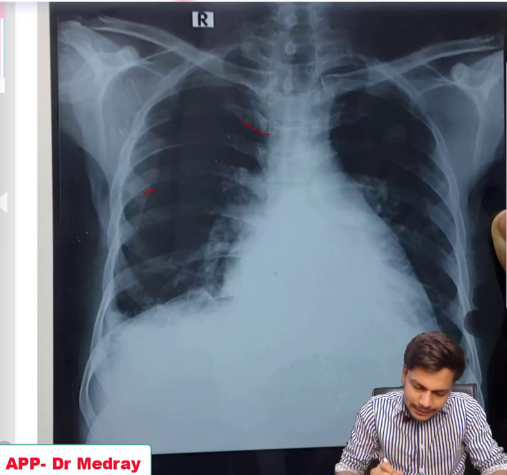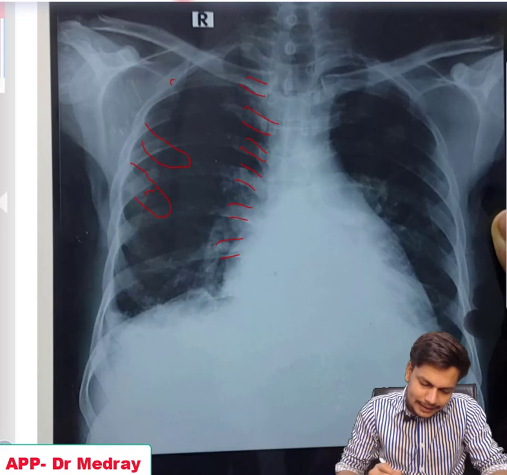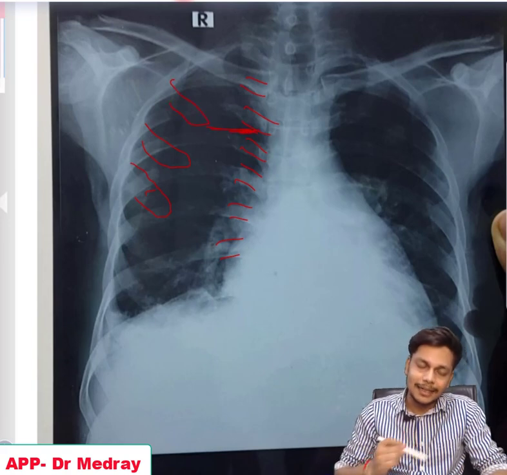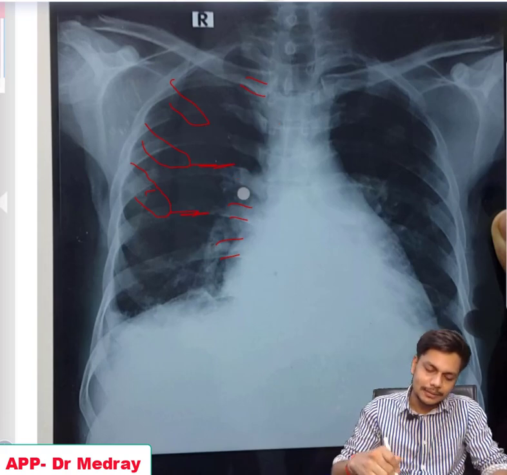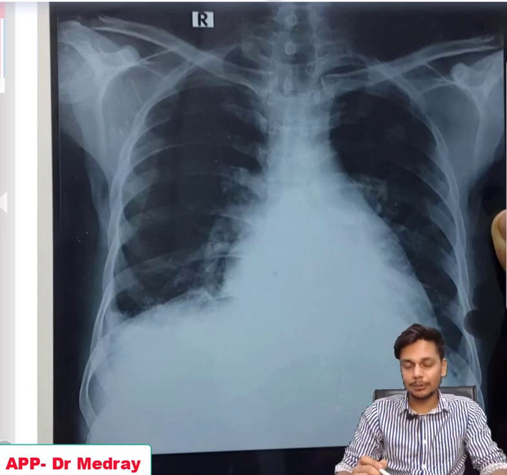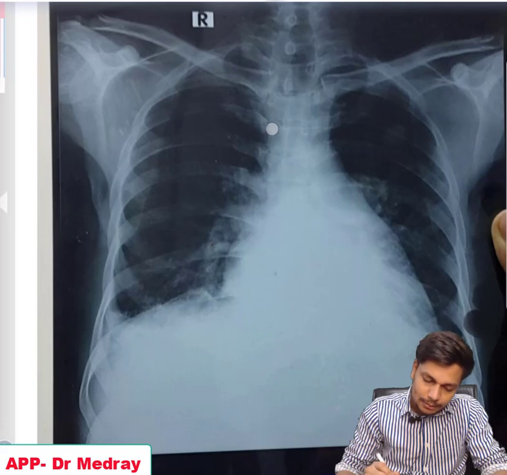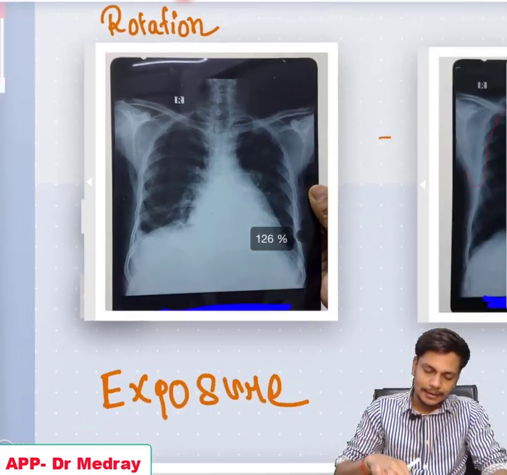So these are the posterior ribs, which are close to the vertebra, and these are the anterior ribs, which are terminating here, because from this point to the side of the sternum is the cartilage, which is not visible. So this is the way you differentiate between the anterior and the posterior ribs. The posterior ribs are close to the center and the anterior ribs are away from the center.